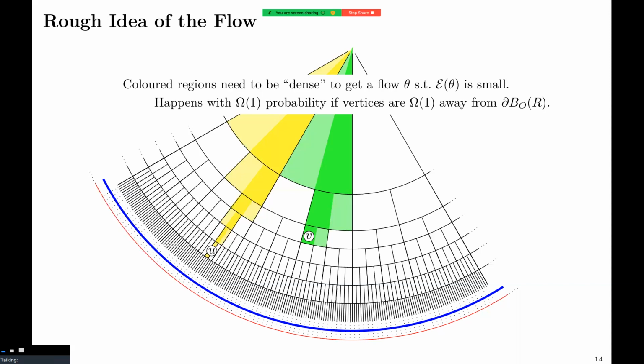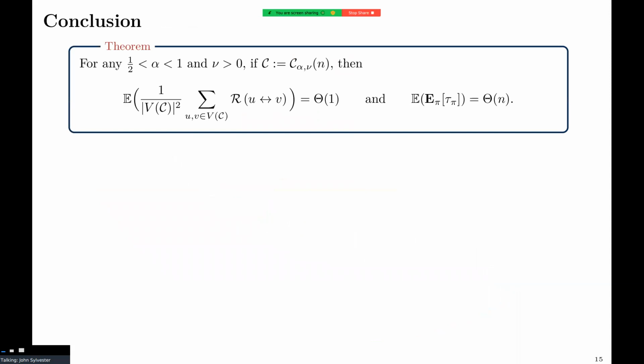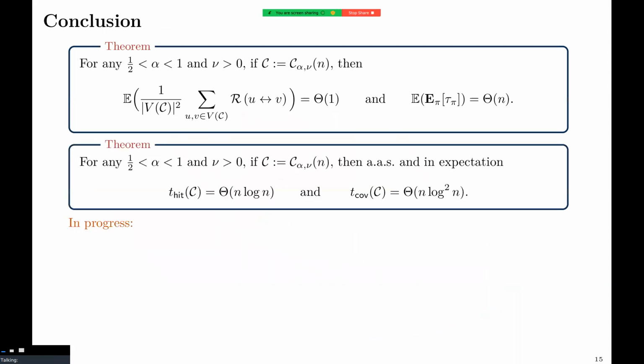Anyway, so we can use that to control the average resistances, and in turn we get the average hitting times. And just to recap, we got the maximum hitting time and cover time. So I should mention that the first result only holds in expectation with respect to the random graph. It'd be very nice to have this working also asymptotically almost surely, and that's work in progress at the moment. Hopefully that will be on the archive soon.